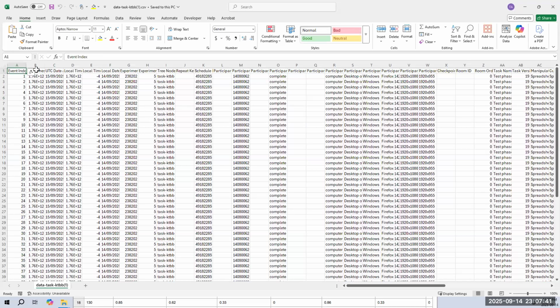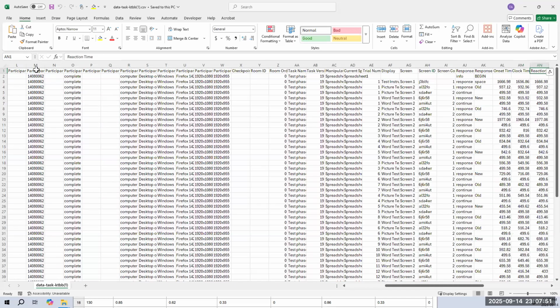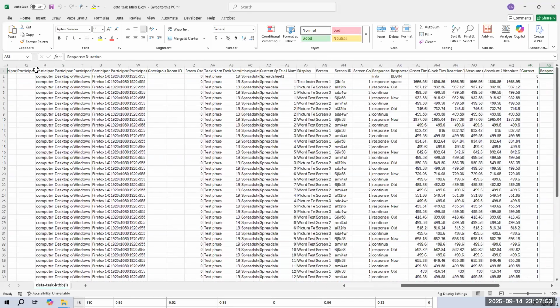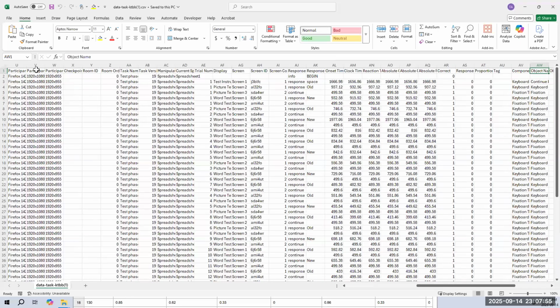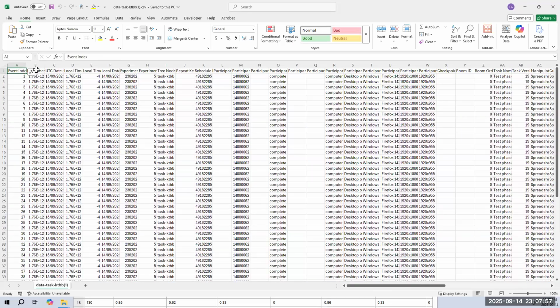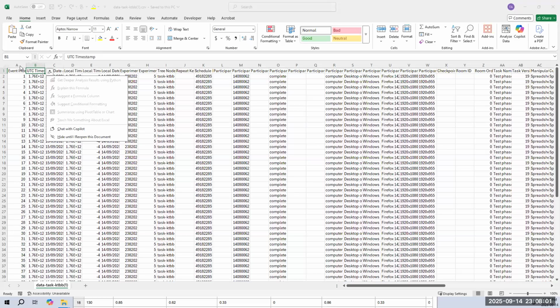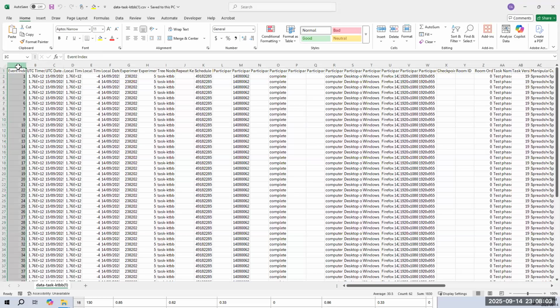In terms of the raw data file taken from Gorilla.sc, there's a lot of data which you do not need, which you often find in data files, and data that you do need. So let's look at it this way. For example, you don't need event index. You don't need UTC. So there are some columns which you do not need.